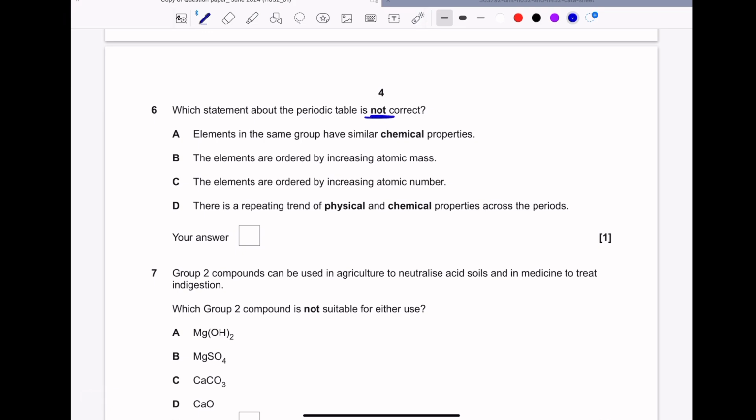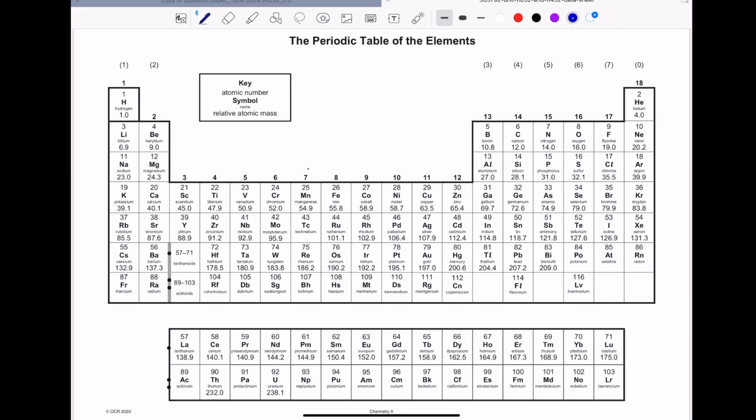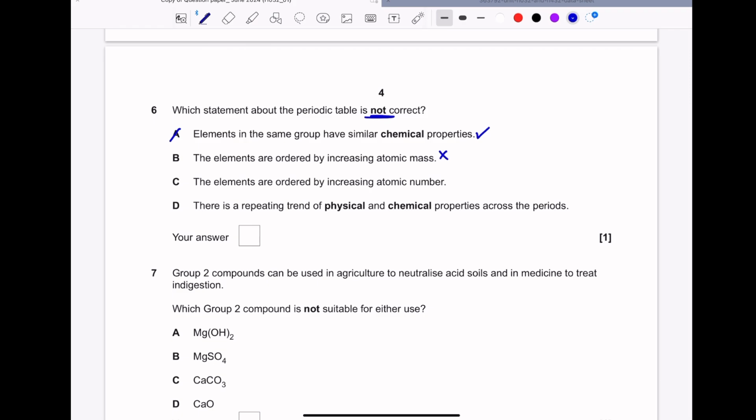Question 6 is which statement about the periodic table is not correct? Elements in the same group have similar chemical properties. This is true, therefore not the answer. Elements are ordered by increasing atomic mass. This is not true. It used to be true before, I believe, Mendeleev, the Russian scientist. So it used to be increasing atomic mass, but then there were some changes. For example, a change that we can see is between potassium and argon. Argon being heavier than potassium, they should have been the other way around, but that did not fit the chemical properties. Therefore, this was one example of a pair reversal. Bottom line is they're not ordered by masses, they're ordered by atomic number. So this is not correct, therefore the answer. The other 2 statements are correct.